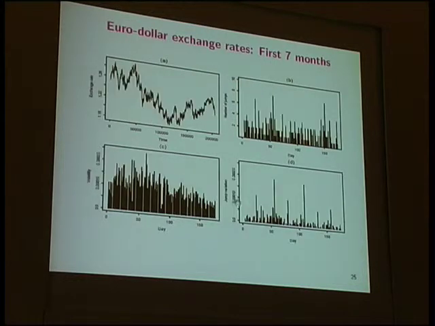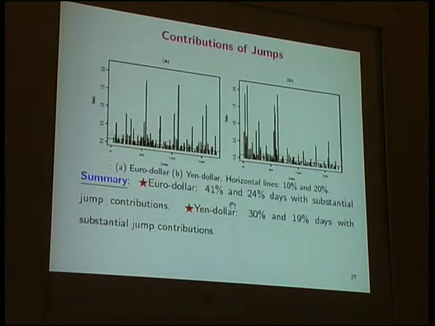Comparing with the previous slides, what we are finally doing is a thresholding. We take the ratio between the jump part and the diffusion part, or rather the jump part divided by the total variation. Then we put two lines here: one corresponds to jump variation contributing more than 20%, and the other to more than 10%, for euro dollar, and this is for yen dollar.